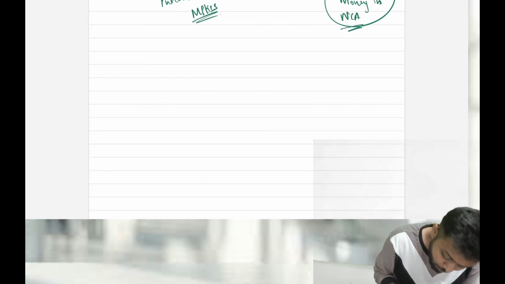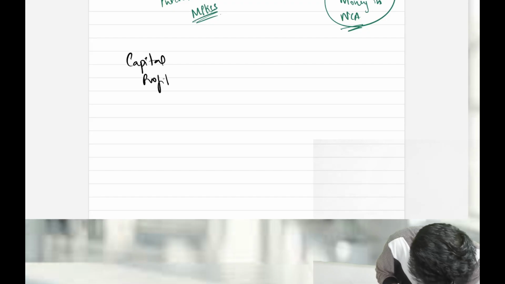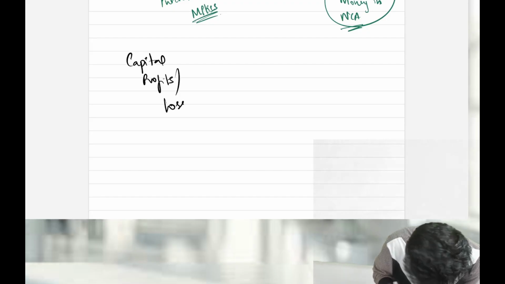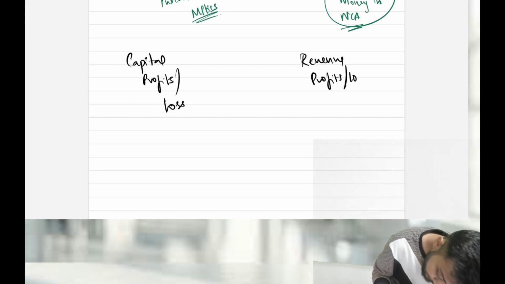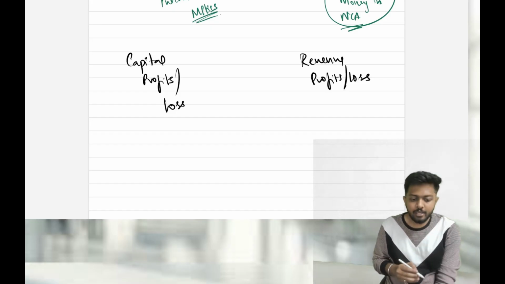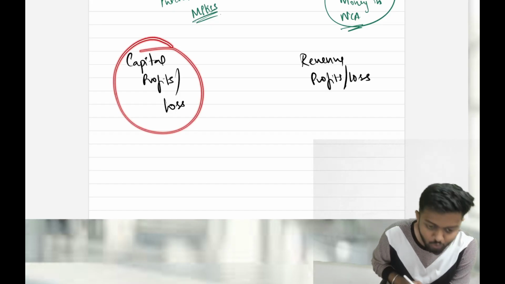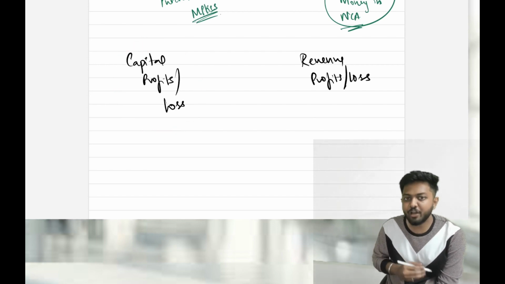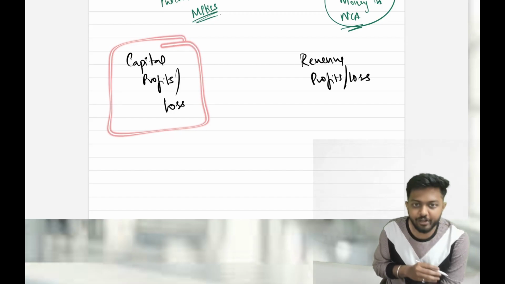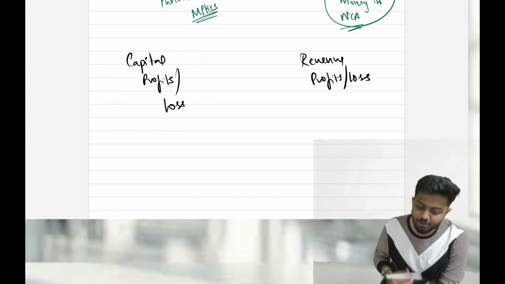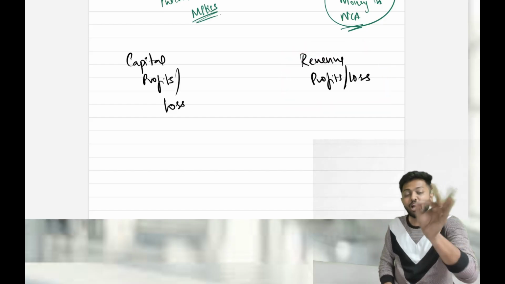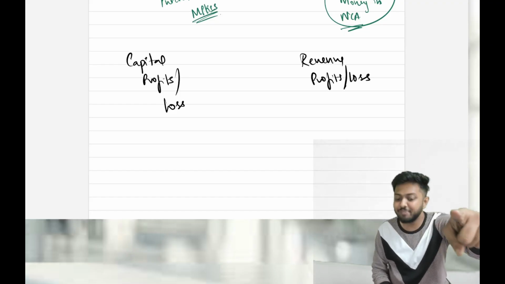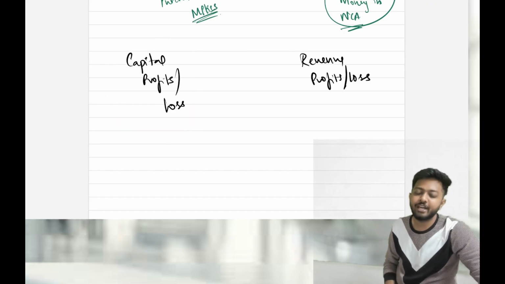Next we have capital profit or loss, then we have revenue profit or loss. Now again the same thing. If it is a profit related to financing activity or investing activity, it will be treated as capital profit or loss. If it is a profit related to operations of the business, it will be treated as revenue profit or loss. Very simple classification. For example, profit or loss on sale of a fixed asset comes under which one? Investing activity. It will be treated as capital profit.